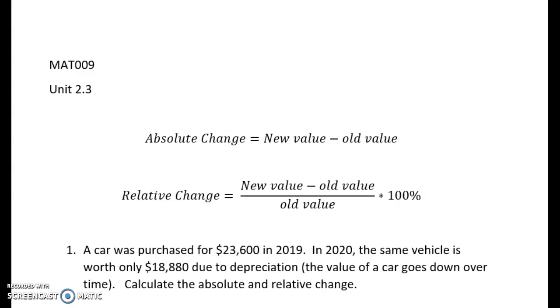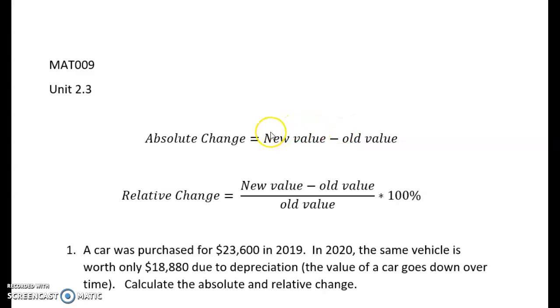Remember, absolute change measures how much of a change happens, and that is done by subtracting. The order that you subtract is important. Absolute change is found by taking the newer value and then subtracting from that the older value or the original value. This will tell you how much something has changed, and it will also tell you if something is an increase or a decrease based on whether you get a positive or a negative value.